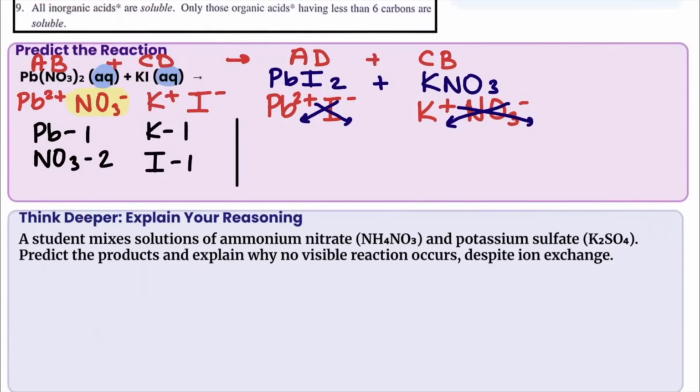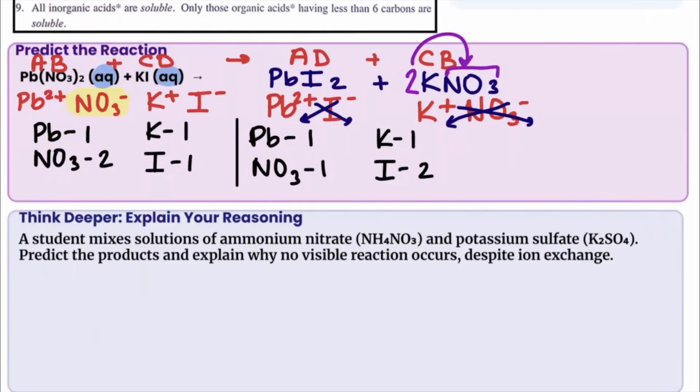On the right side, I have 1 Pb, 1 NO3, 1 K, and 2 I's. Now, I noticed the nitrates first. Why? Because I need 2 of them on the right side because I have 2 already on the left side. So if I place a 2 in front of KNO3 as a coefficient, now that 2 distributes to the NO3 and now I have 2 nitrates present.